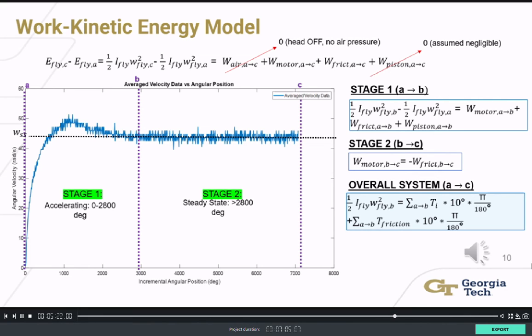The total work done, or change in kinetic energy from A to C, is equivalent to the change in kinetic energy from points A to B, since the flywheels maintain a constant velocity after B. The overall change in energy is found by summing the work due to friction in the bearings and work of the motor in stage 1. No additional work is done during stage 2 when the flywheel moves at a steady speed.